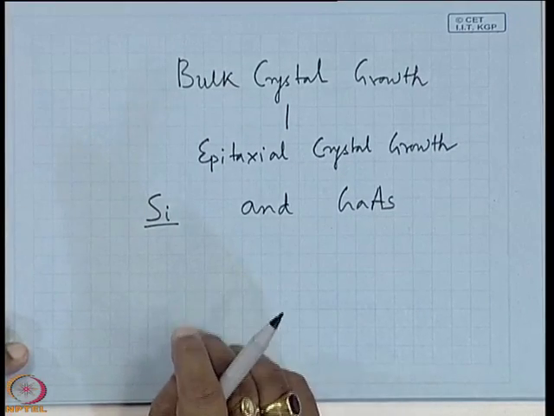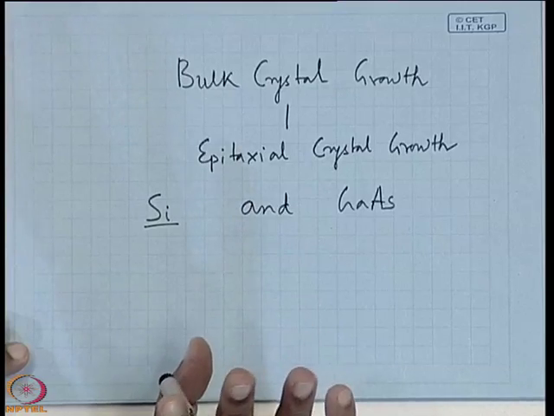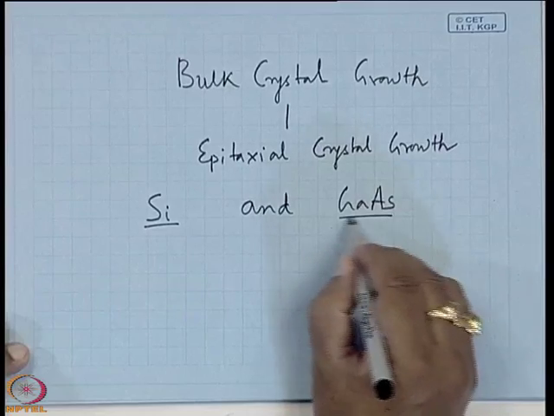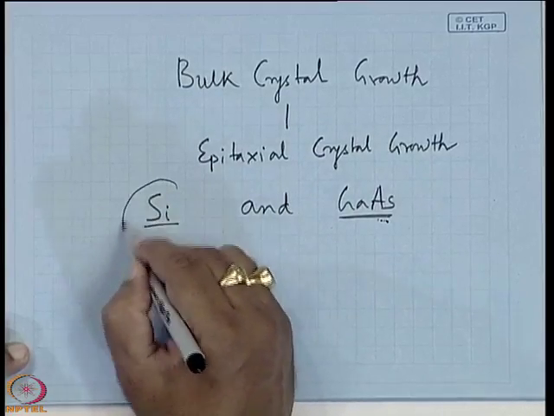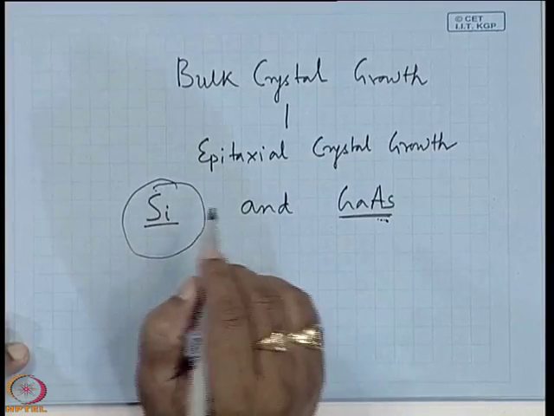Now, so far as the whole electronic material is concerned, particularly the IC technology, silicon is the only material. But if you go for the optoelectronic materials or the high speed material for application in high speed or high mobility area, then only these 3-5 semiconductors or gallium arsenide is used. So, today we shall concentrate our discussion on the silicon crystal growth.